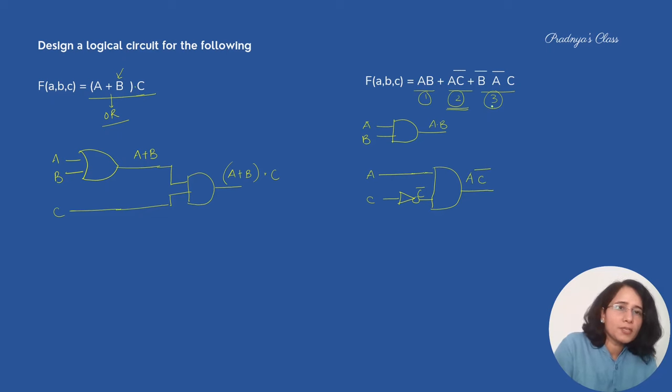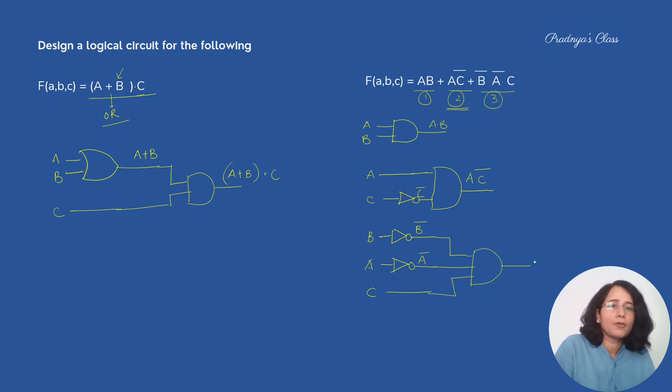Now look at the third term. There are a total of three inputs. The first input is B bar. So let's take B first and apply the NOT operator. So we got B bar. Now look at the second variable. It is A bar. So let's take input A and draw the NOT gate again to get the bar of it. Now the third variable is a simple variable. In between them we have the AND operator. So we need to draw the AND gate in between. Just narrow this down so that we can draw the D shape for the AND operation.